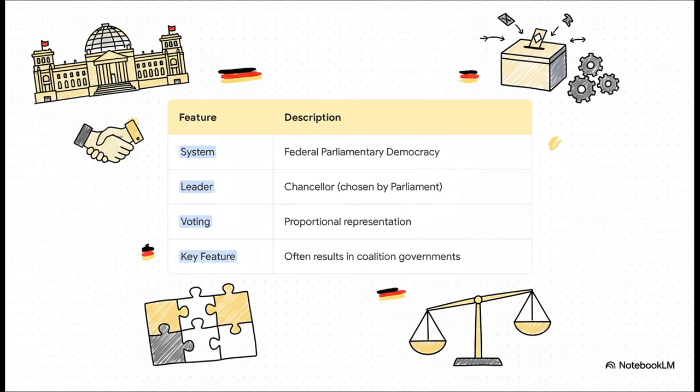Germany also has a parliamentary system, but theirs is really designed for collaboration. Their proportional system means that if a party gets, say, 30% of the national vote, they get roughly 30% of the seats in parliament. This makes it really tough for one party to win all by itself, so they're often forced to team up and form alliances or coalitions. This encourages compromise, but it can also make decision-making a little more complex.